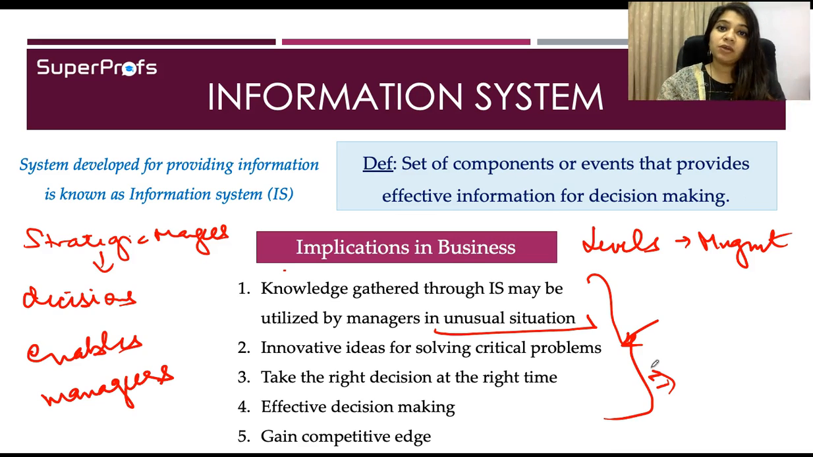Today the chips and microprocessors are of Intel. Similarly, you can take the example of Apple: because of its focus on innovation and good technology, it has this competitive edge. So when information systems are properly utilized, they will enable an organization to gain the competitive edge.